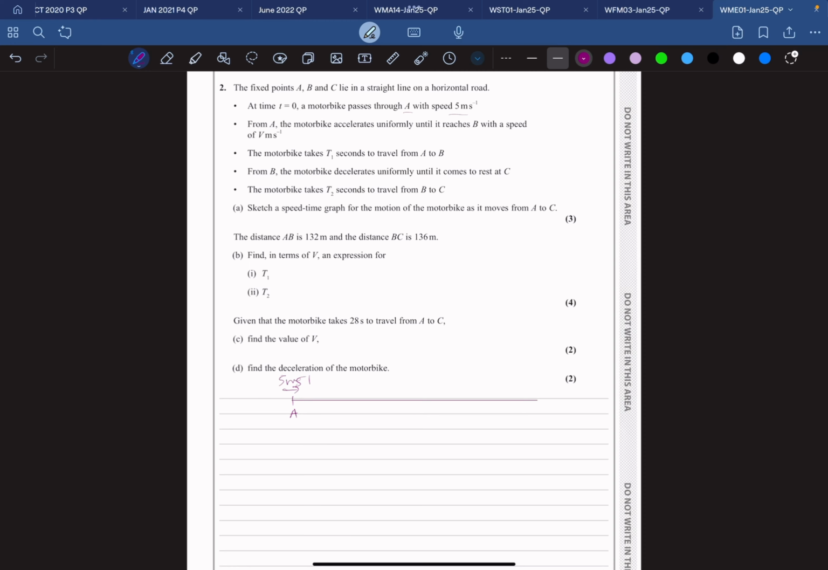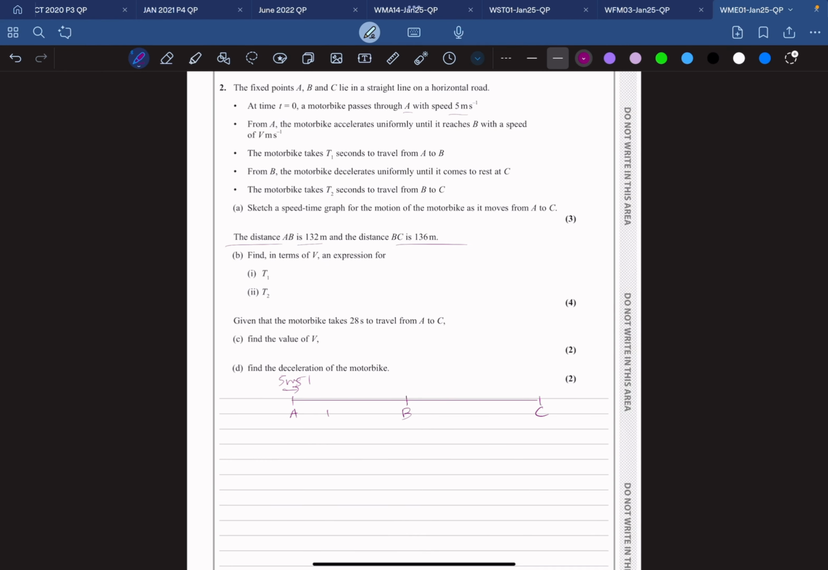Now from A, the motorbike accelerates uniformly until it reaches B with the speed of V meters per second. So it accelerates up to V meters per second, and then reaches point B. We don't actually know how long this is, but you can see here the distance AB is 132 and the distance BC is 136. So BC is greater. Let's say AB is this much, and then BC is going to be that much.